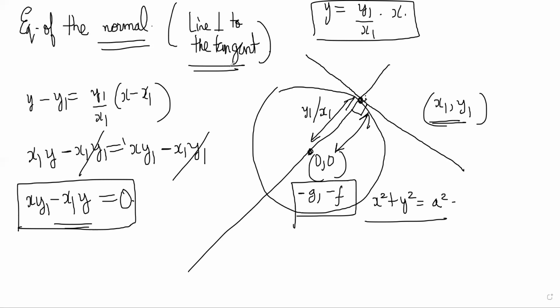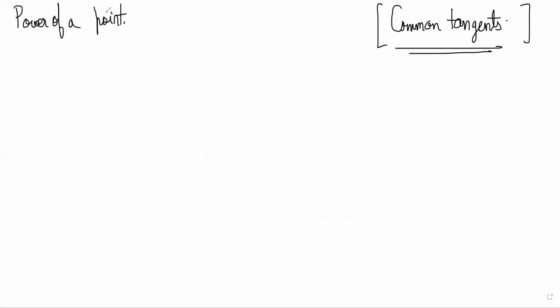So that is important. Then one thing that we will look at now, which is not directly relevant in your coordinate type of questions, but we will look at it anyway because it is a powerful idea, is the idea of power of a point. Power of a point and common tangents. We'll see these two things: power of a point and common tangents to two circles. These two things will finish the circles chapter.